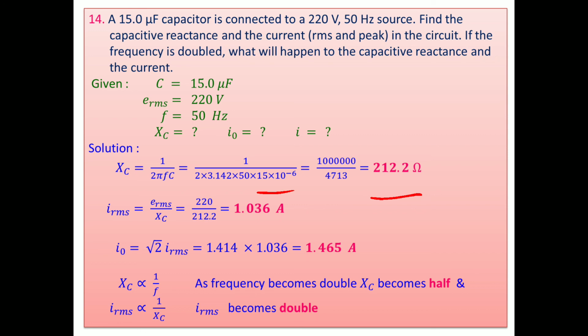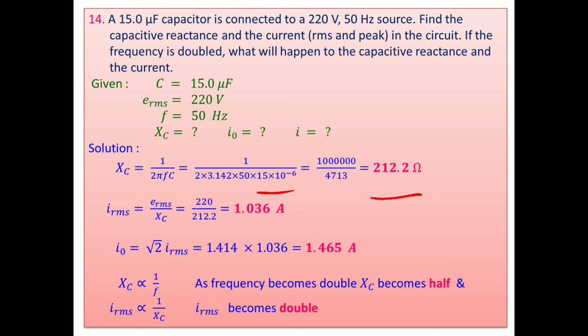Thereafter we go through IRMS. IRMS equals current equals voltage upon resistance. Resistance equals voltage upon current. Same thing is there. IRMS equals ERMS. Ohm's law is straightforward. But here instead of resistance, capacitive reactance is there. So 220 upon 212.2 we get 1.036. RMS current we get. Then we have to calculate the peak current. Peak current I naught equals root 2 IRMS. Then 1.414 into 1.036 we get 1.465.